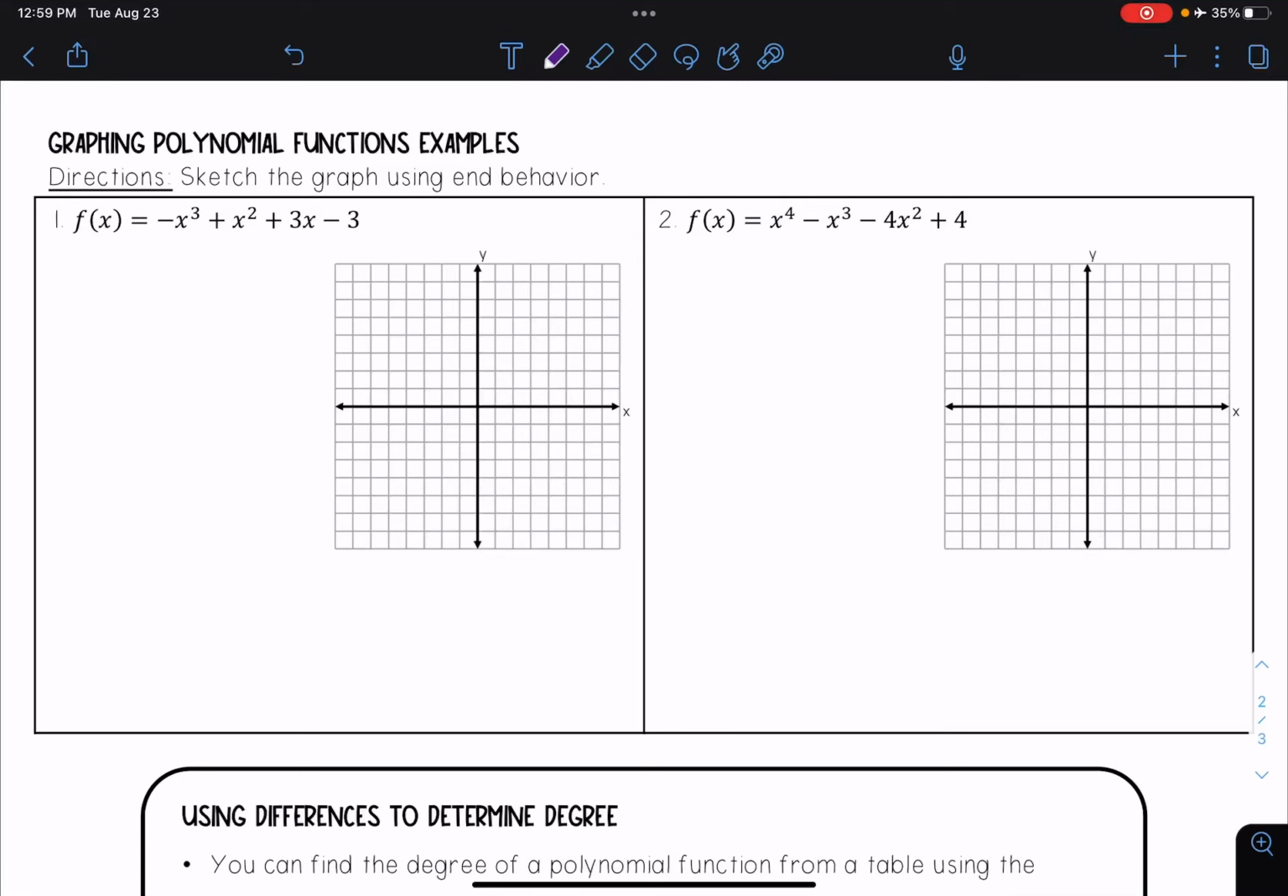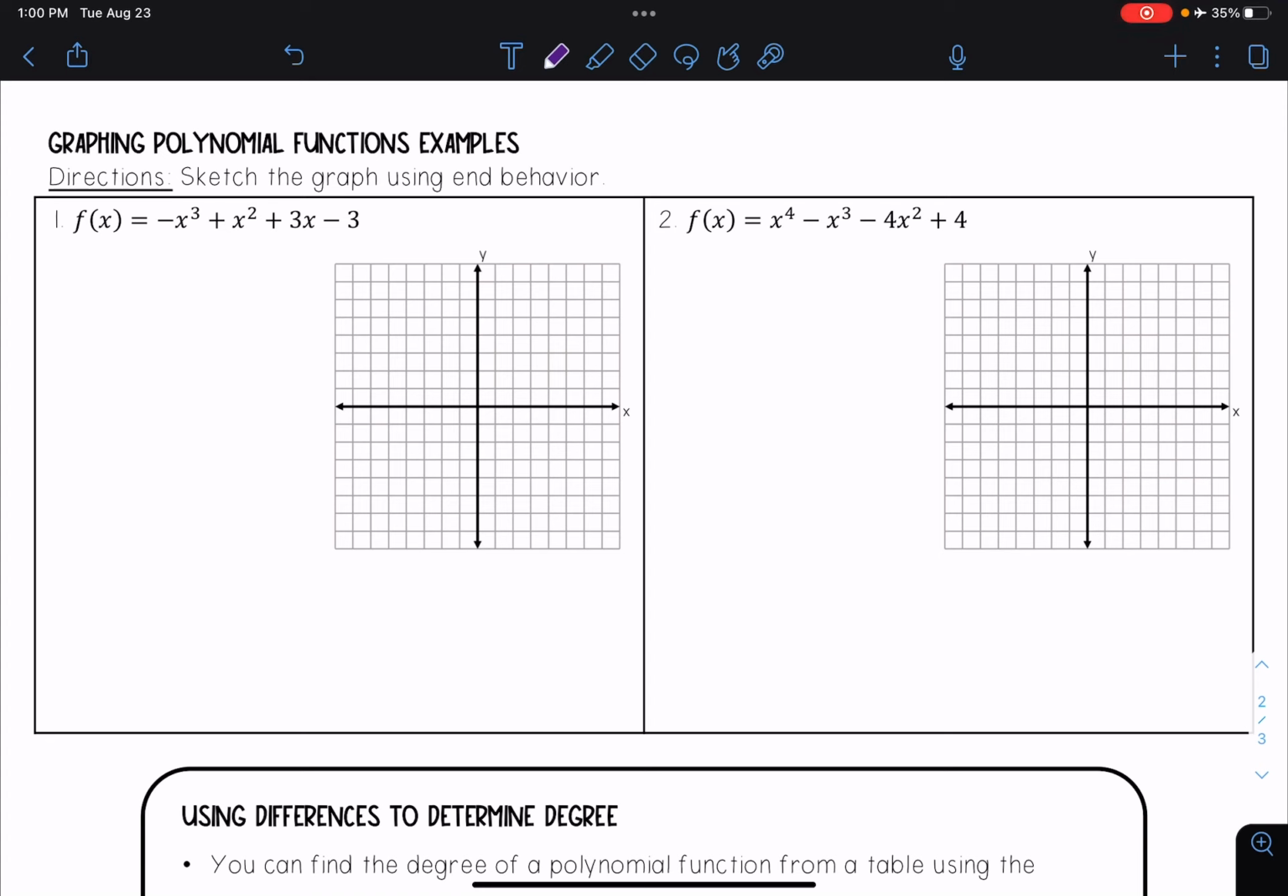In this video, we're going to be looking at graphing polynomial functions. To graph polynomial functions, you can do that by sketching the graph using end behavior. So at number 1, I have f of x is equal to negative x cubed plus x squared plus 3x minus 3. I'm first going to determine the end behavior because that's going to kind of guide me when I plot points to know where exactly to go.